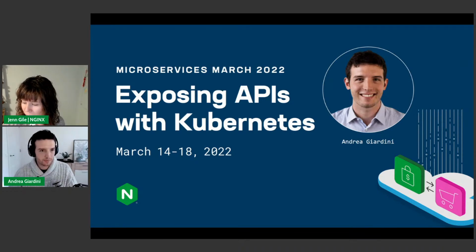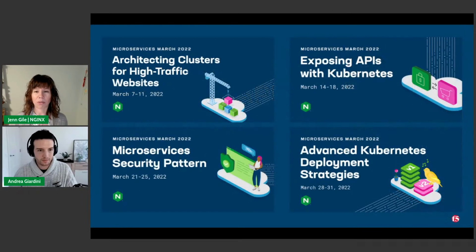If you're new to Microservices March, if you haven't registered, this is part of a 4-week series on Kubernetes networking. Last week was architecting clusters for high traffic websites. And then Unit 3 is on security. And finally, Unit 4 is those advanced use cases.